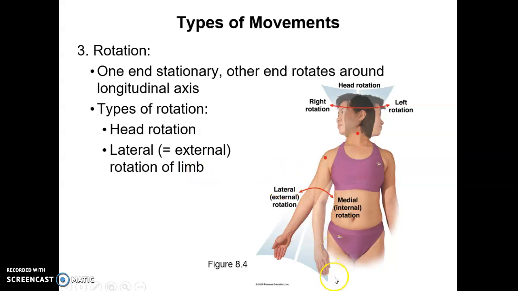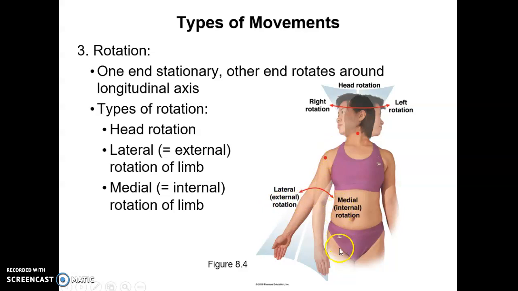If the toes are pointed forward, but you laterally or externally rotate the leg, then your toes will be pointing out to the side. Medial or internal rotation is the opposite, bringing the arm over, like so, or bringing the toes pointing inward would be medial or internal rotation of that lower limb.